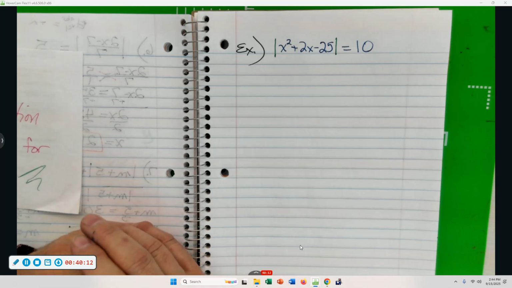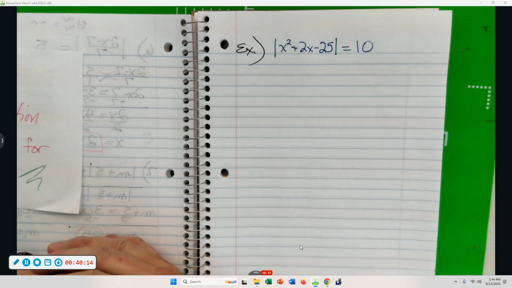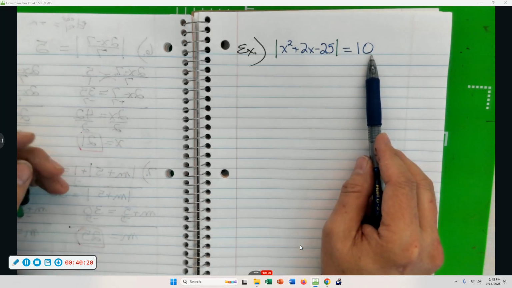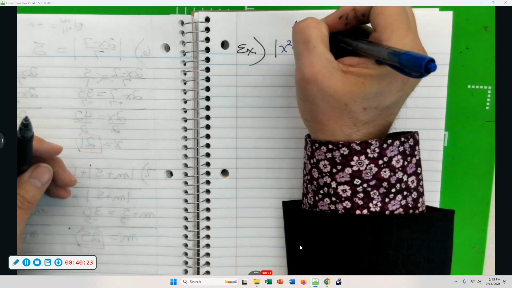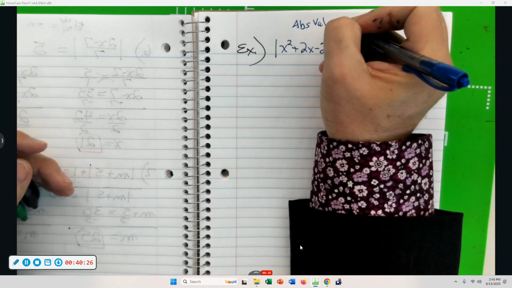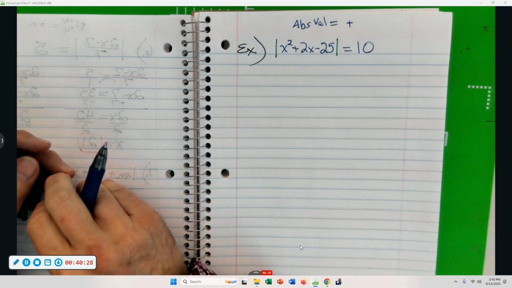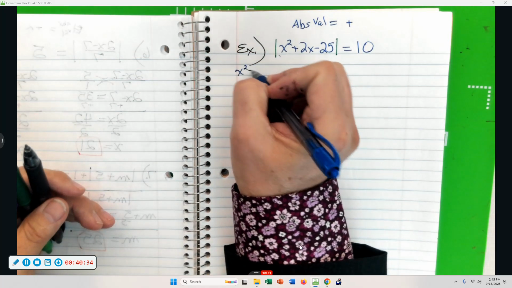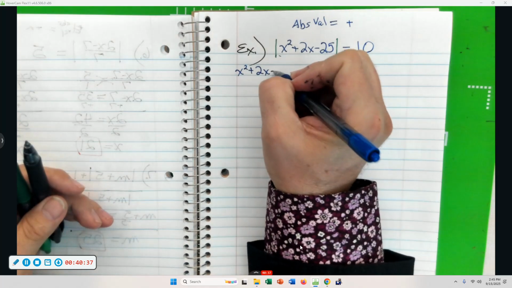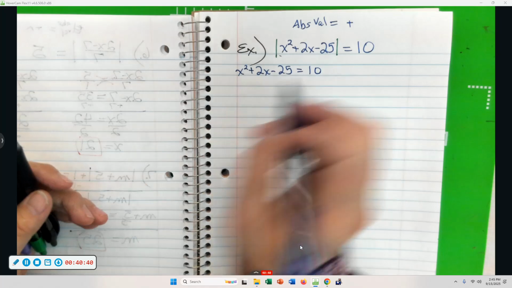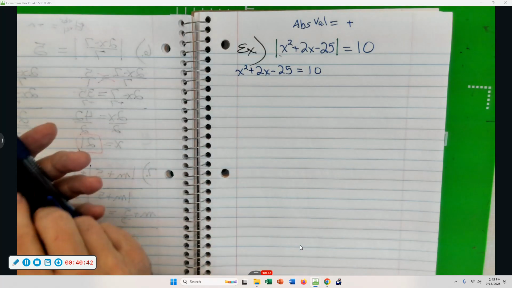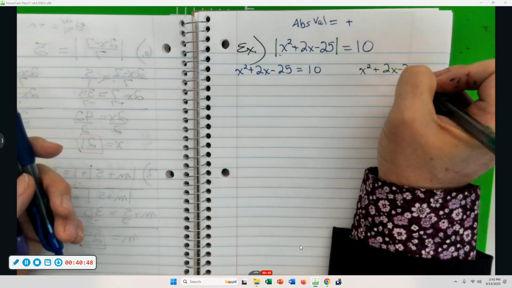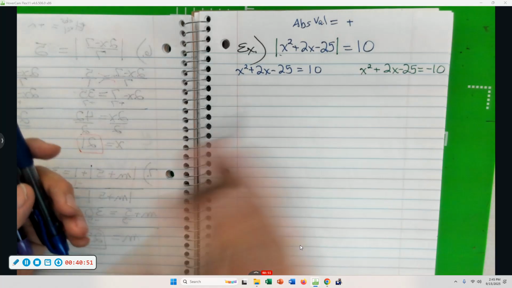Is the absolute value isolated? Yeah, it's isolated, and it's an absolute value equaling a positive number. Here I'm thinking, absolute value equals a positive number. That means the stuff inside there, x squared plus 2x minus 25, must equal a positive 10, or x squared plus 2x minus 25 is equal to a negative 10.